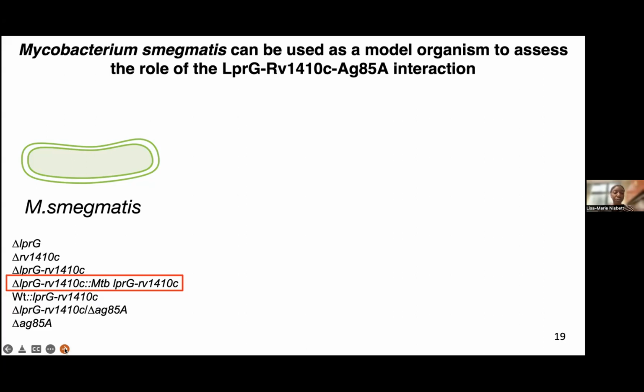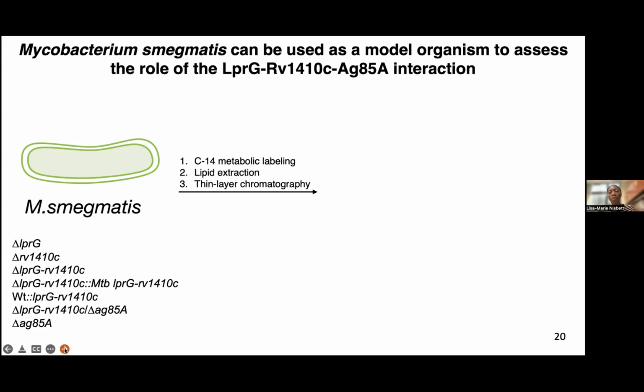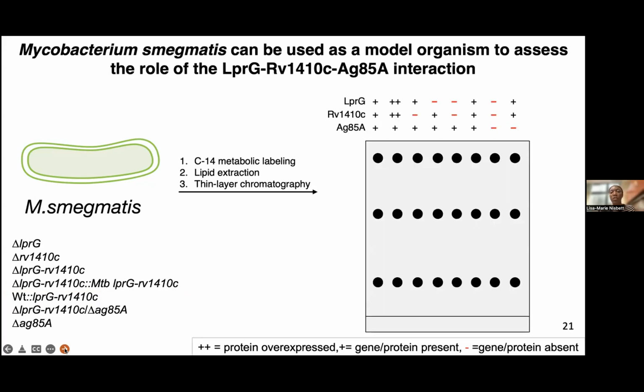And once the various complement and mutant strains were made, the lipids of these various strains were labeled metabolically using C14 acetate, solvent extracted, and thin layer chromatography was then used to assess for any changes in the presence and the amounts of the C14 metabolically labeled lipids in the various LPRG, RV1410C, and antigen 85A mutant strains.